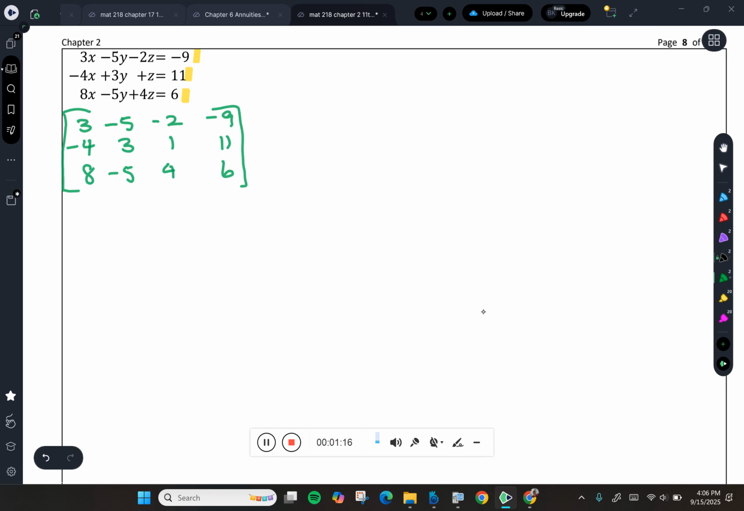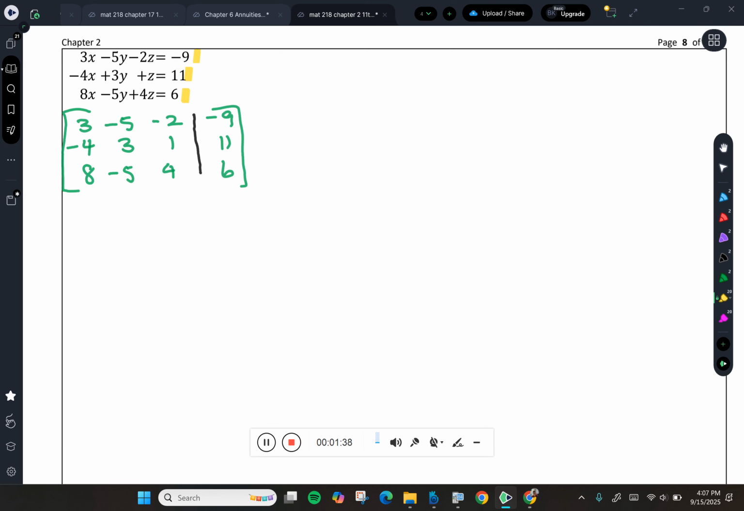Technically, there's a line right here to show that this is an augmented matrix, where the entries on the left represent our coefficients, and those are the constants that these are equal to. You don't need to draw it to do the math. It can just be there. All right, let's jump right in.